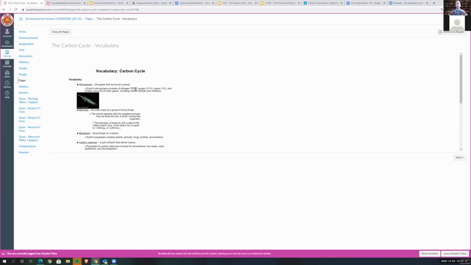And our atmosphere consists of about 78% nitrogen, 21% oxygen, 1% argon, and then smaller amounts of other gases. So this is where we see carbon dioxide, and this is where we also see methane. Methane, we're going to learn a little bit more about. It's another carbon molecule, CH4, so it's one carbon surrounded by four hydrogens, and it's also an important molecule in the carbon cycle. So these two molecules are both incredibly important to our discussion.